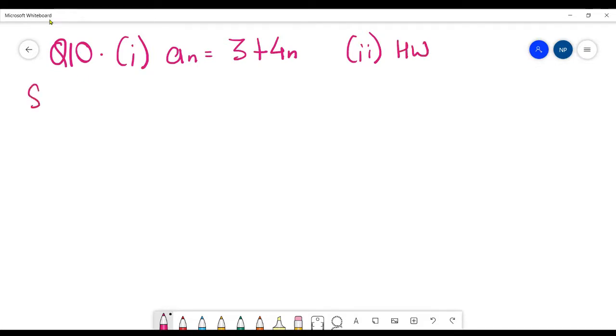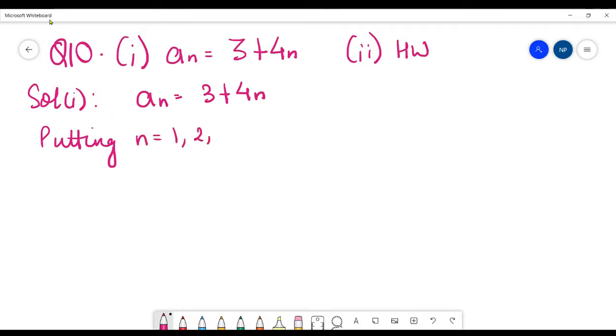Now, let us begin the solution of the first part. We know that An is equal to 3 plus 4n. Here n is not defined, so we can start writing n as 1, 2, 3 and so on. When we take the first term, that is A1, this particular number 1, our A1 will be equal to how much? We will substitute the value in the formula given here, An equals 3 plus 4n.